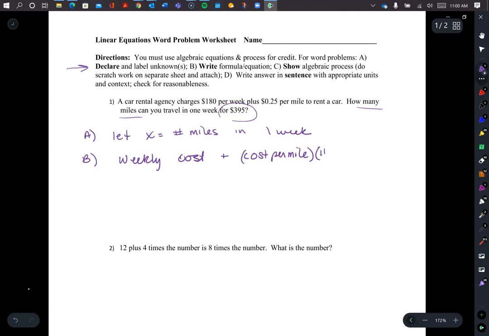So we have a couple of steps here. So this is what we call the variable cost. So this is our fixed and this is variable. And together that equals the total cost.